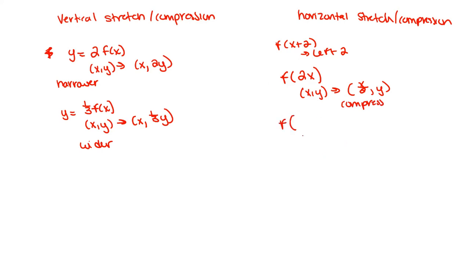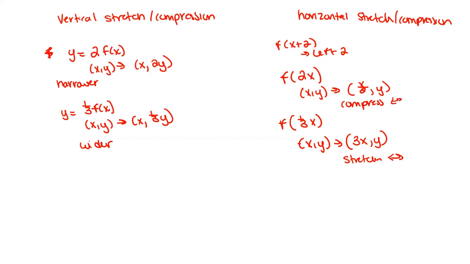If I have a fraction smaller than 1, so let's say 1/3 inside here, I take my original point, and instead of dividing all of my x's by 3, I'm actually going to multiply all of them by 3. And what it's going to do is stretch my graph horizontally. So stretch horizontally, compress horizontally.